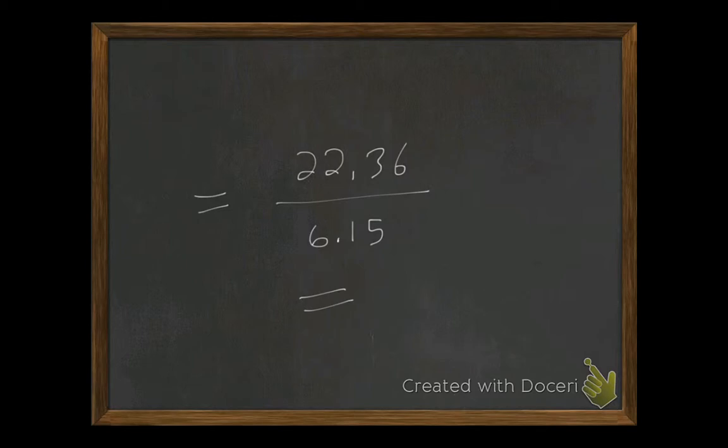So gang, we got 22.36 divided by 6.15. It looks like we have 3.64 as our test statistic. And our degrees of freedom are 2 and 16.